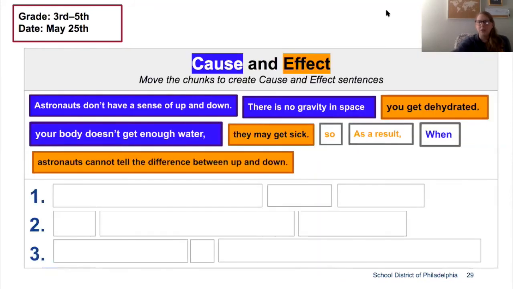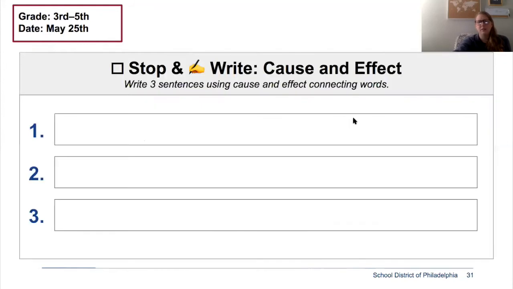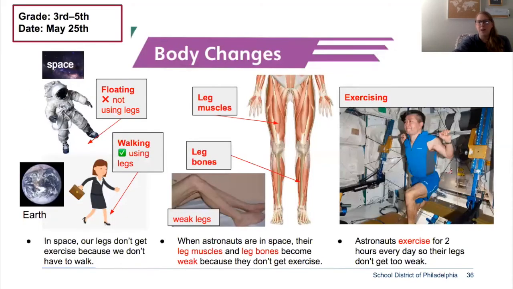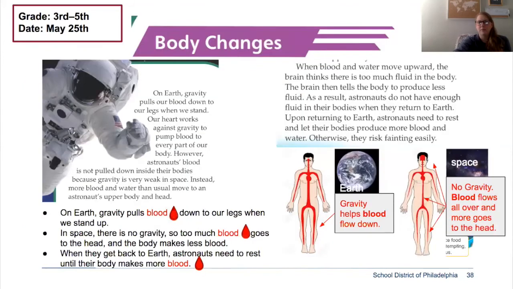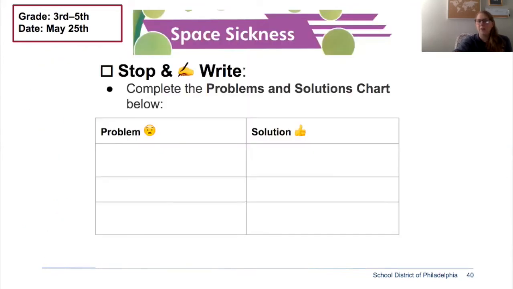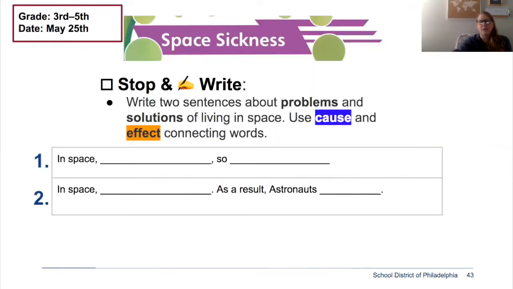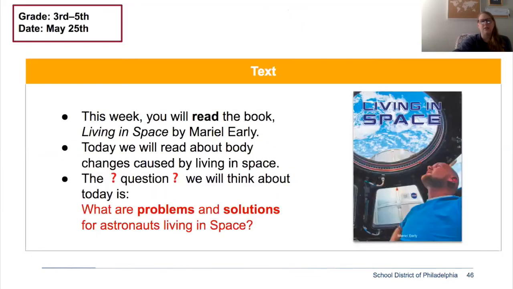All right, here you're just going to make chunks to make full cause and effect sentences. And then you're going to stop and take that information and write your own sentences. Okay, a couple of videos you can watch, and then some information about the body changes that the astronauts are experiencing in space. And again, we have another problem and solution chart, why it happens, and then what happened because of it. So this happened in space, so as a result, this happened.